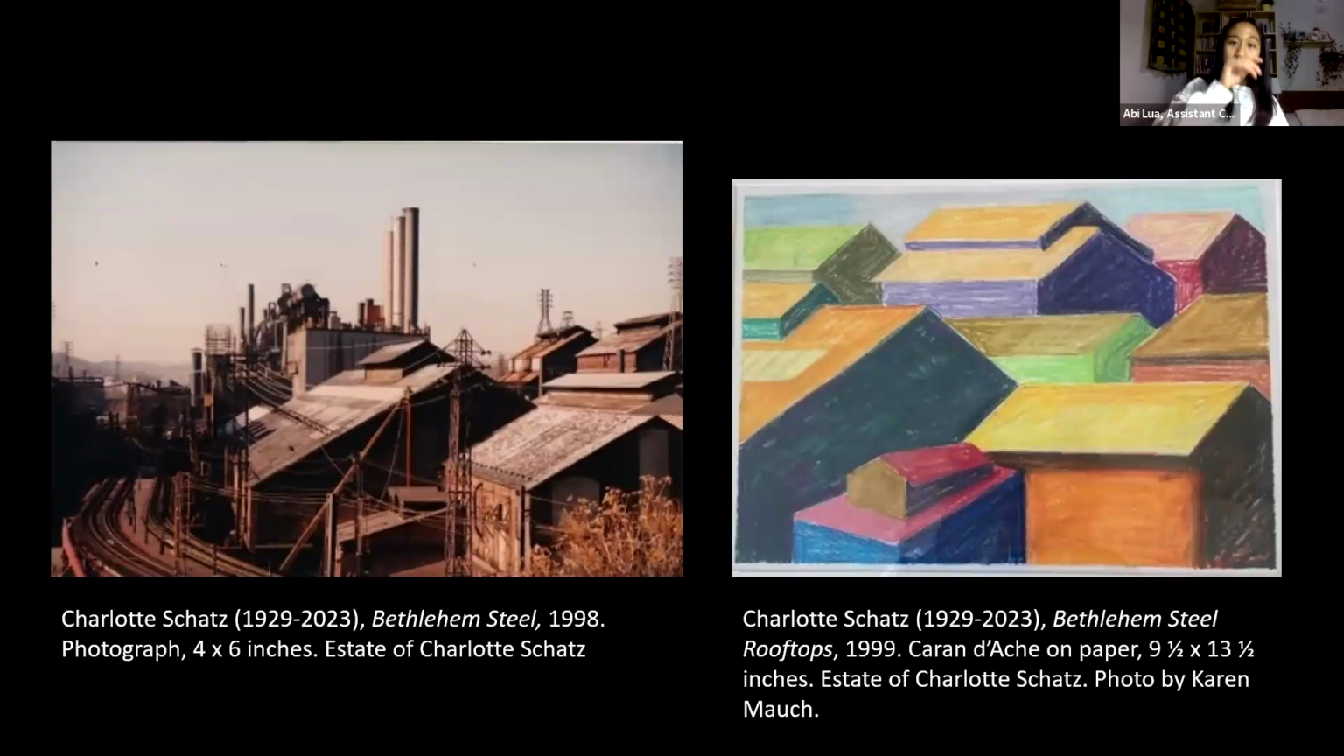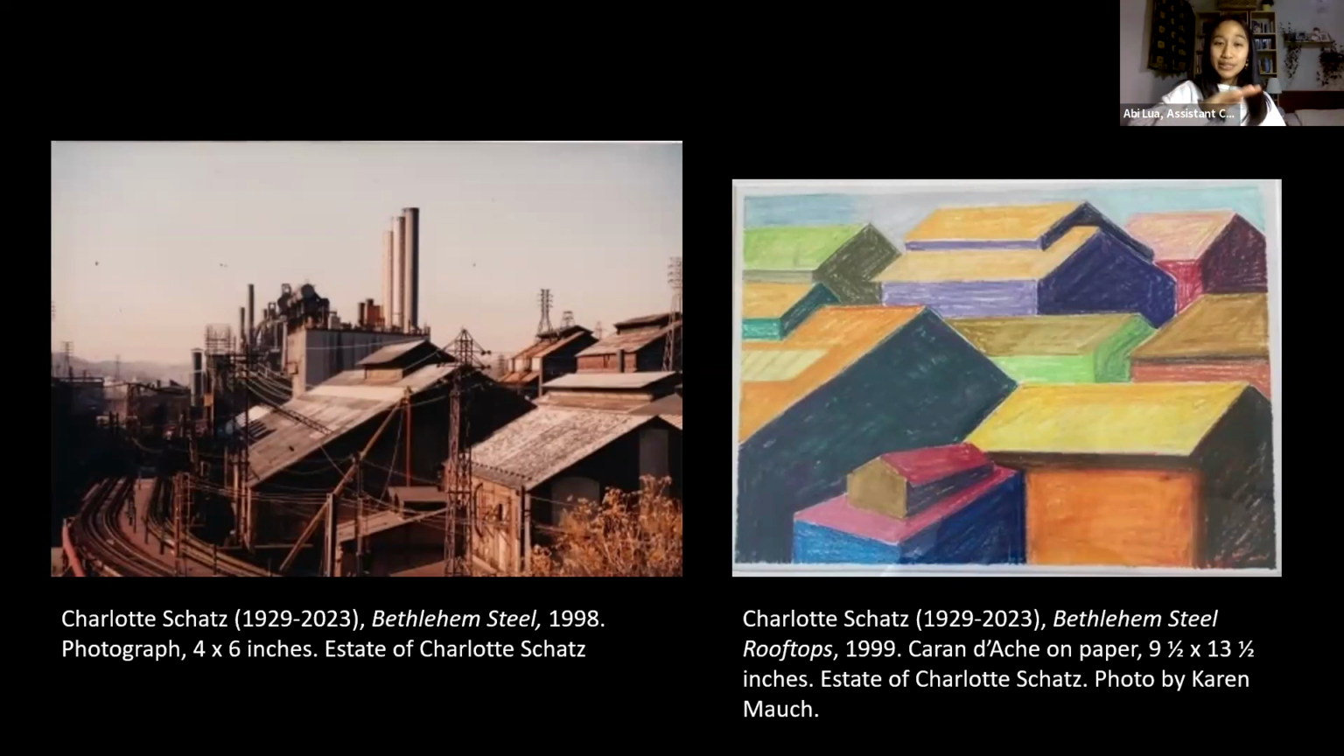And so she would take pictures like these. And then the next thing she would do is create a line drawing or just a simple sketch of it. And so here again, it's Bethlehem Steel, the place where she was in the previous photo. And as you can tell, she thinks about what to include and what not to include.